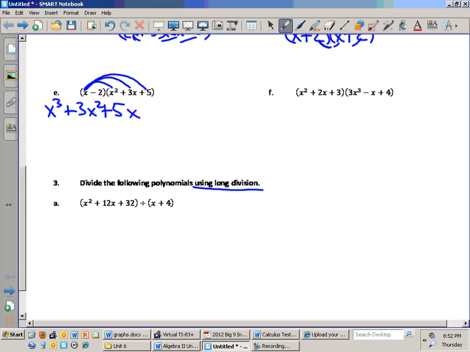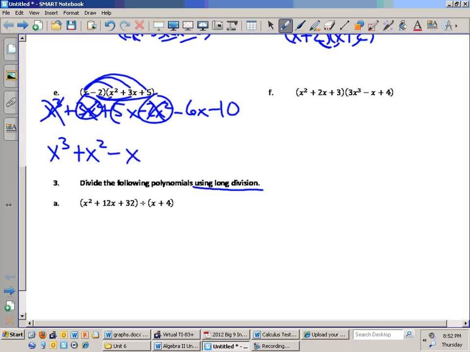Now I'm done with the x, so I move to the negative 2. Negative 2x squared, minus 6x, minus 10. Now I look for terms I can combine together. I have an x to the third. That's done. Looks like I have a 3x squared and a negative 2x squared. That makes 1x squared. Looks like I have a 5x and a negative 6x. That makes a negative x. I have a minus 10. And that's my final answer.